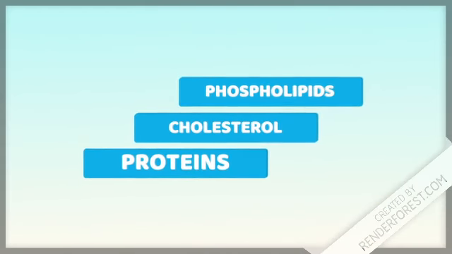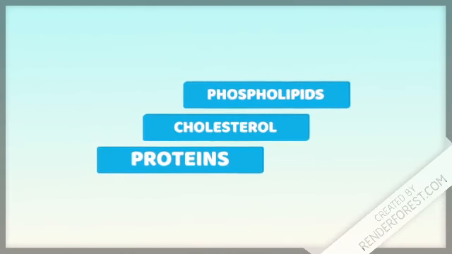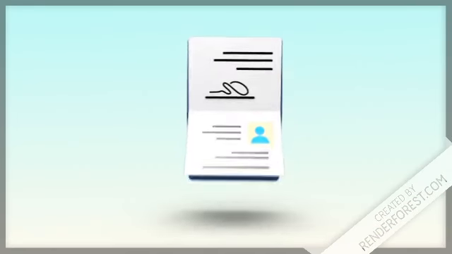The cell membrane is composed of phospholipids, cholesterol, and proteins, which together form the lipid bilayer. It is selectively permeable because it only allows certain substances to enter the cell.